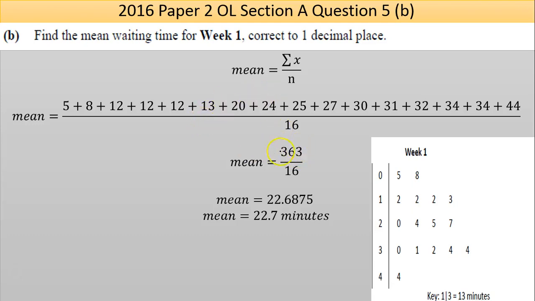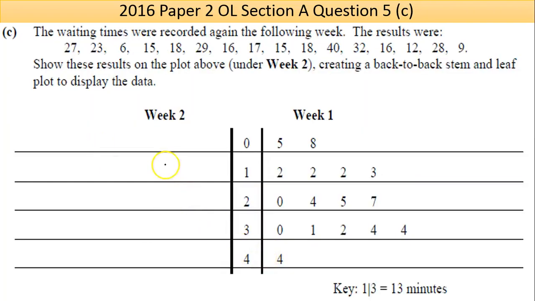Now, my calculator gives me 363 as the answer to the numerator, divided by the 16 we already had. Divide those in, I get the number 22.6875. I was asked to do it to 1 decimal place. So I take my number after the 1 decimal place, the 8. Is that greater than 4? Yes, it is. If it's 5 or greater, the previous number goes up by 1. So I end up with 22.7 minutes. Right, job done. Again, pause it.